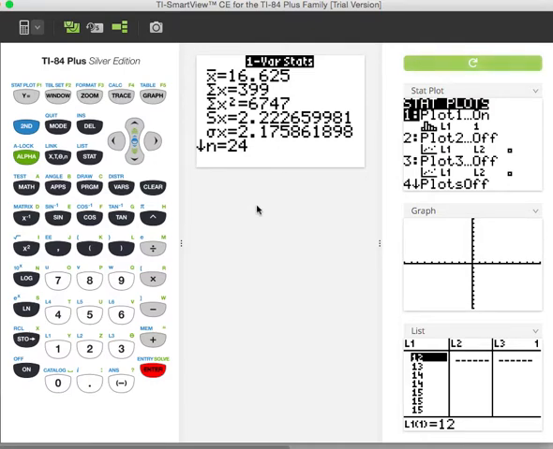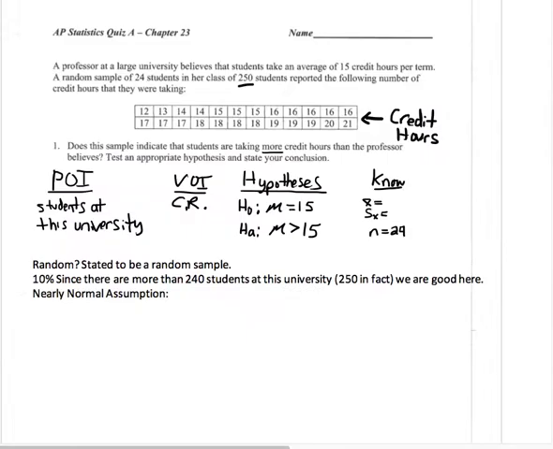2.223 and x bar is 16.625. Before we go out and write those down, well, you know what? Let's just go out and write those down. 16.625 and 2.223. So those are things that we know. Okay, so for our nearly normal assumption, we need to check the histogram.